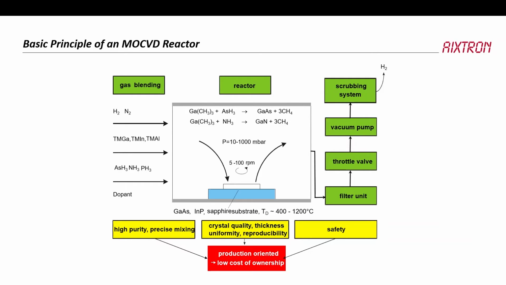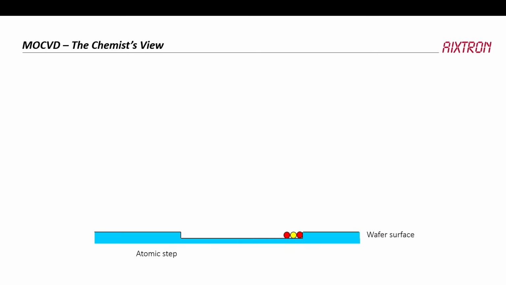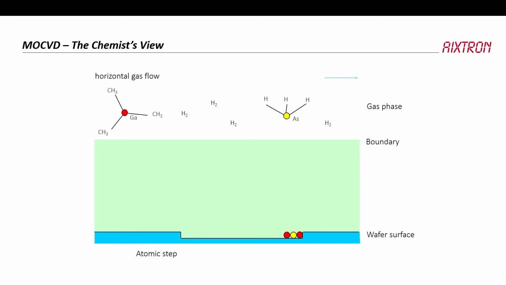Trimethyl gallium plus arsine yields gallium arsenide plus methane, and then you have a scrubbing system to deal with the exhaust gases. Now, the way from the chemical point of view how this works is you have this heated substrate, you have a horizontal gas flow, and you transport, for instance, arsine and trimethyl gallium to the surface. And what's now going to build up is a so-called boundary layer, and this is very important because the boundary layer will actually be a concentration gradient as we move along.